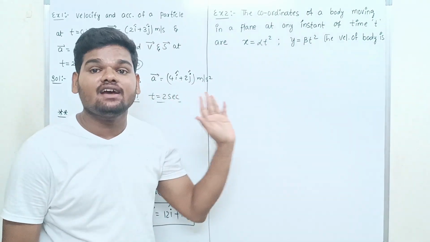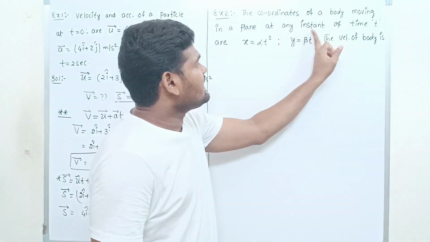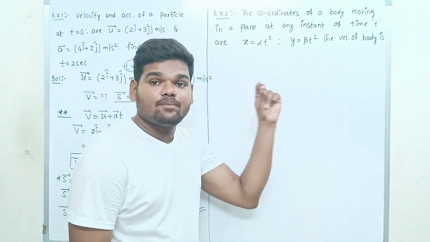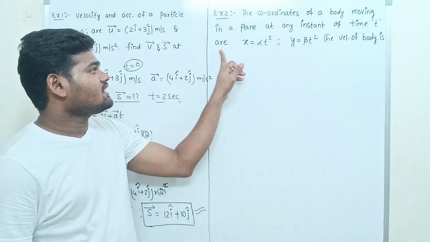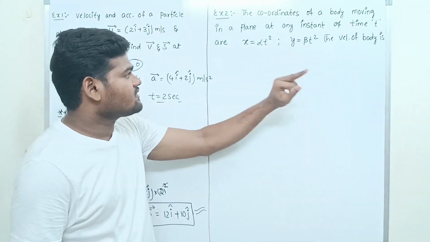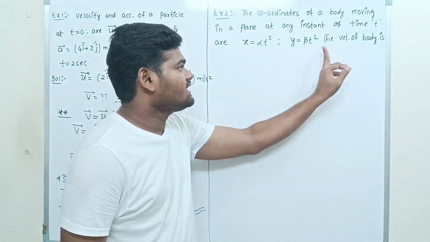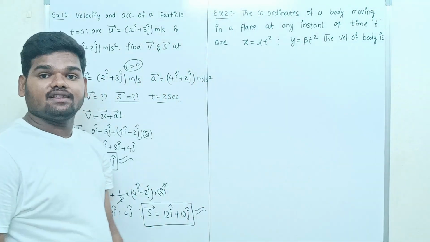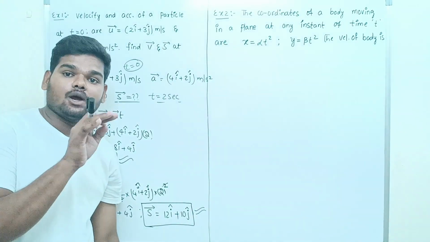The object is moving in a two-dimensional plane at any instant of time t. At a particular instant of time, the coordinates are X equals this coordinate and Y equals this coordinate. So what is the velocity of the body? They are asking to find the velocity of the body.